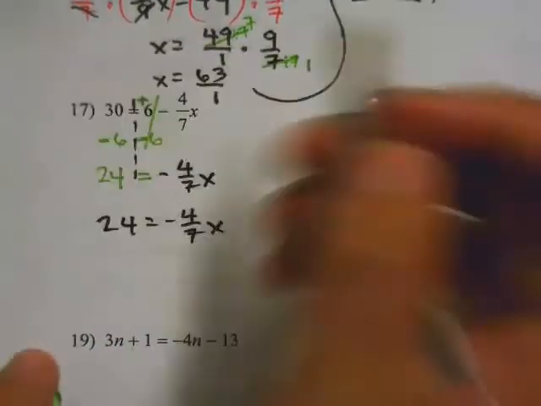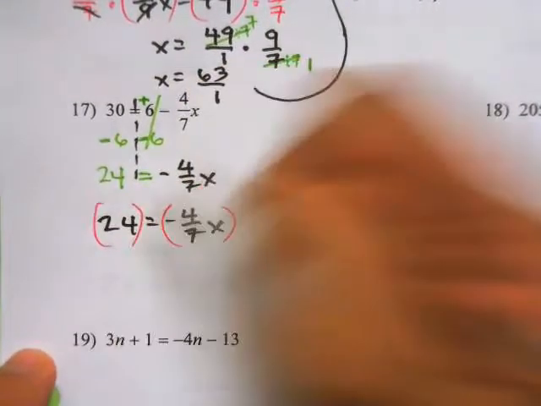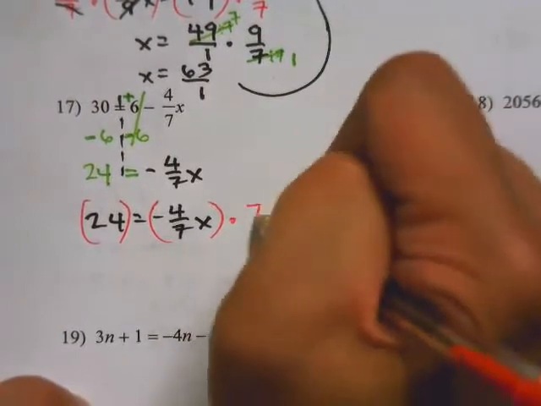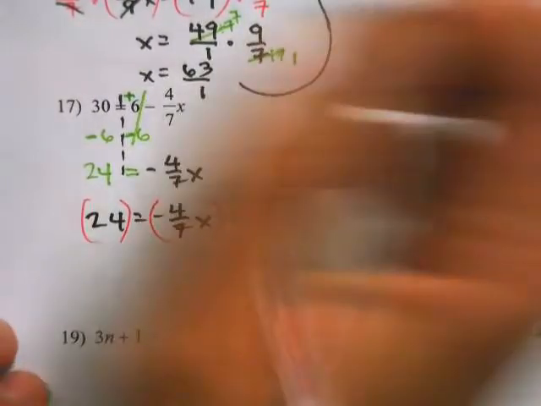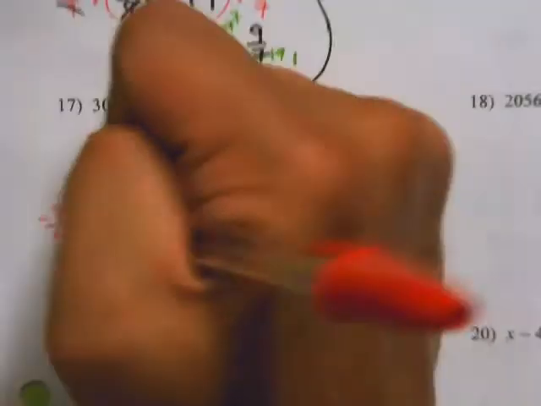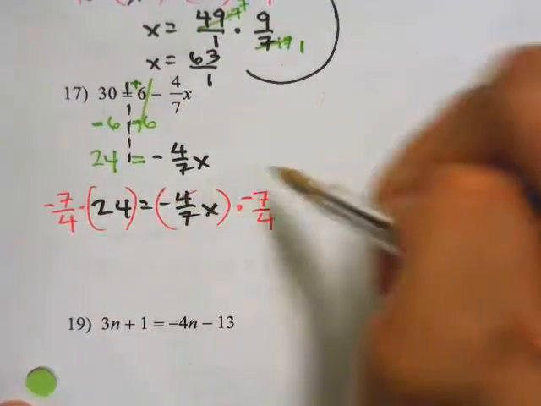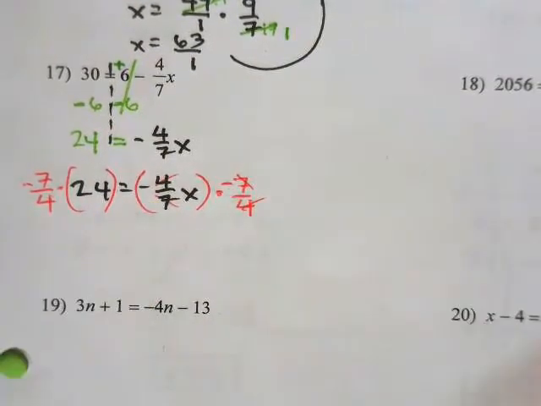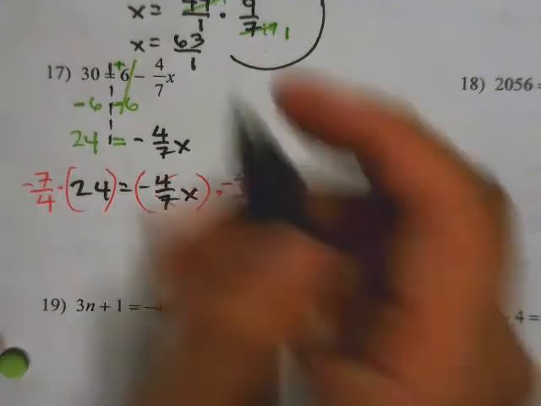This is now the point in time that we're going to do the reciprocal. What is the reciprocal of negative 4 over 7? It's going to be negative 7 over 4. So also incorporate that negative sign. The 4s are going to be gone, the 7s are going to be gone, and negative times negative is a positive, so that's going to clear away as well.